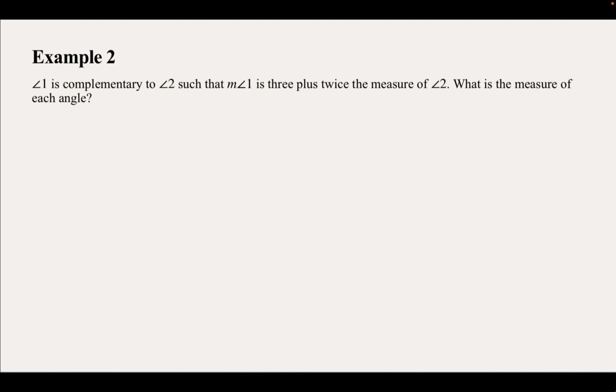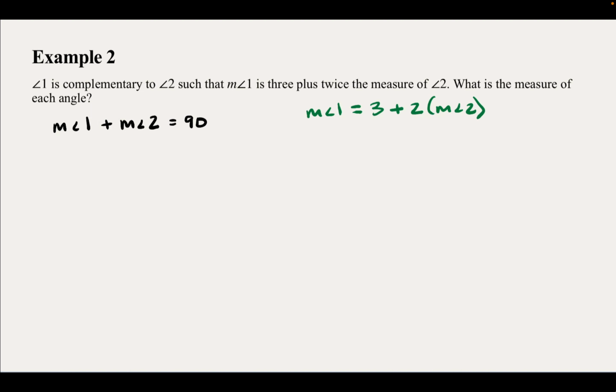Angle 1 is complementary to angle 2. All right, I'm going to start out by just using that. So measure of angle 1 plus the measure of angle 2 equals 90 because they're complementary. All right, such that the measure of angle 1 is 3 plus twice the measure of angle 2. Okay, let's write that down. The measure of angle 1 equals 3 plus twice the measure of angle 2.